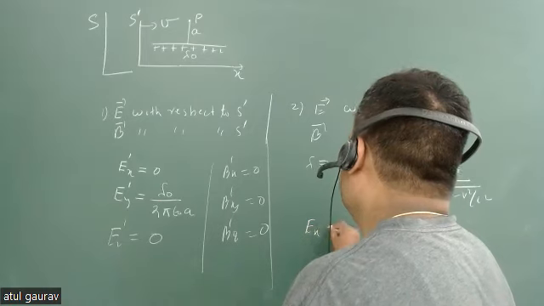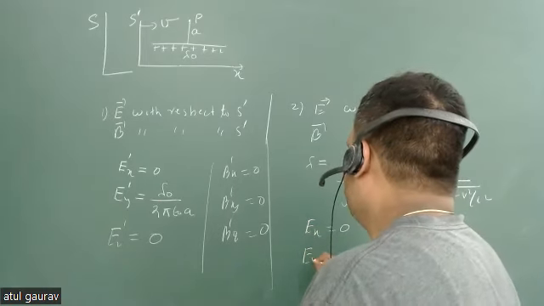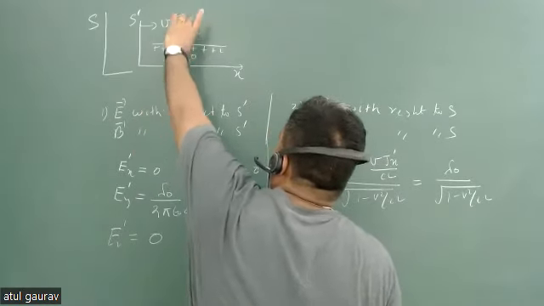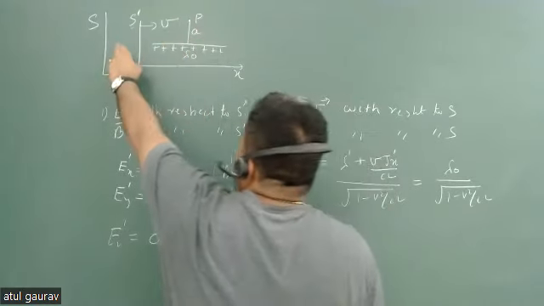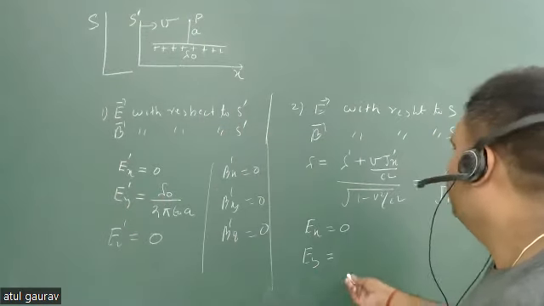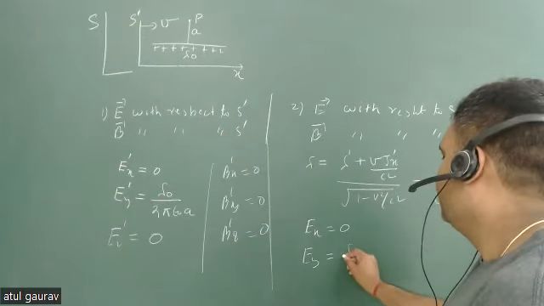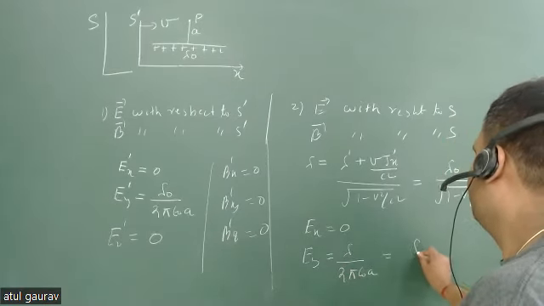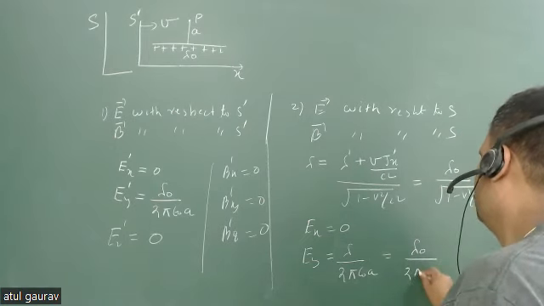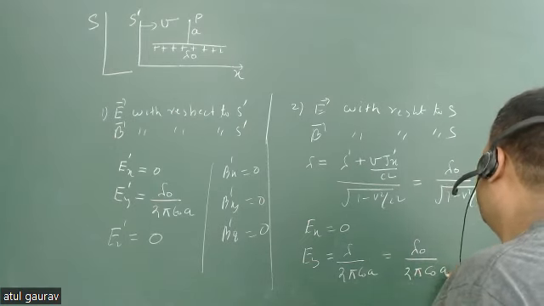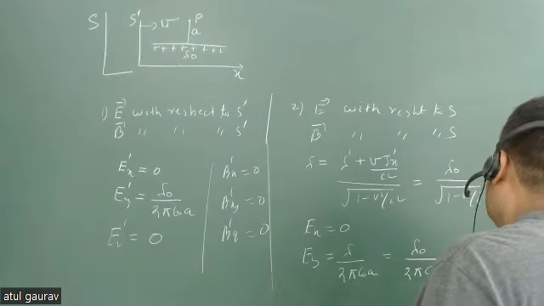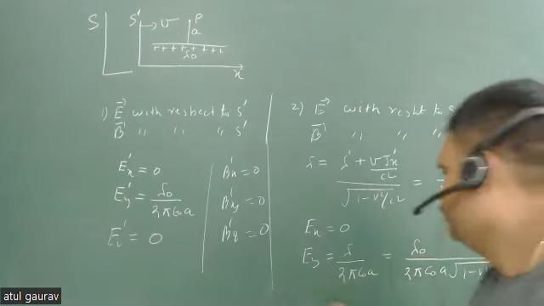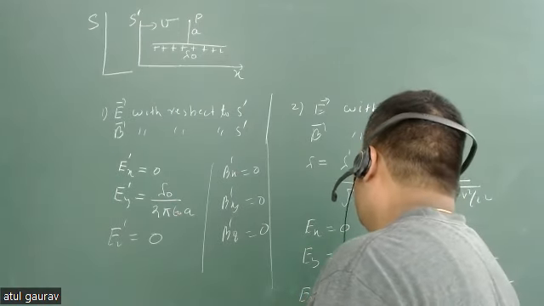So again, your Ex is equal to 0. But what about your Ey? This length is not going to contract along the y direction, so we can take the same length from S dash as well as S. So what is your Ey? It will be lambda upon 2 pi epsilon naught A, and that value is equal to lambda upon 2 pi epsilon naught A root under 1 minus v square upon c square. Clear? And similarly, your Ez is equal to 0.